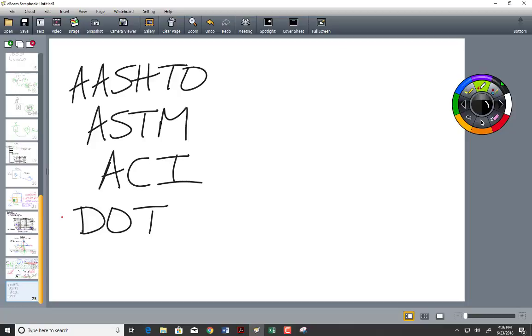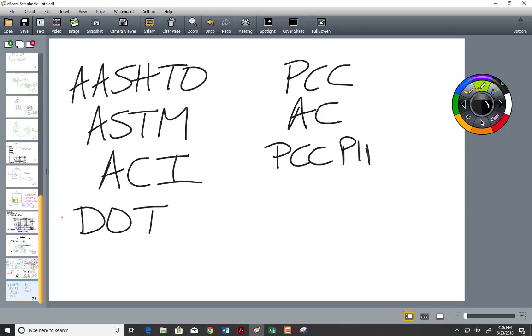Also, know the terms. PCC stands for Portland Cement Concrete. AC stands for what? Asphalt concrete. PCC pipe is Portland Cement Concrete pipe. RCP is reinforced concrete pipe. CMP stands for what? Corrugated metal pipe. That's the ribbed pipe that you see in driveway culverts everywhere.